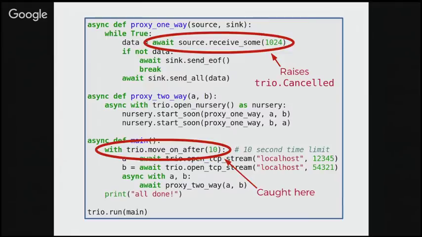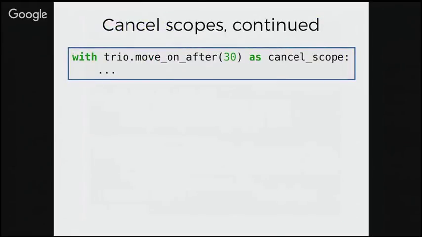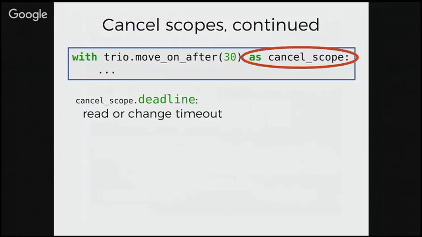And basically, that's all there is to it. Oh, yeah, there is one little set of extra details. You could also write something like this and pull out this cancel scope object. That gives you a little more flexibility if you want it. So for example, it has a deadline attribute. You can say, when is this cancel going to expire?